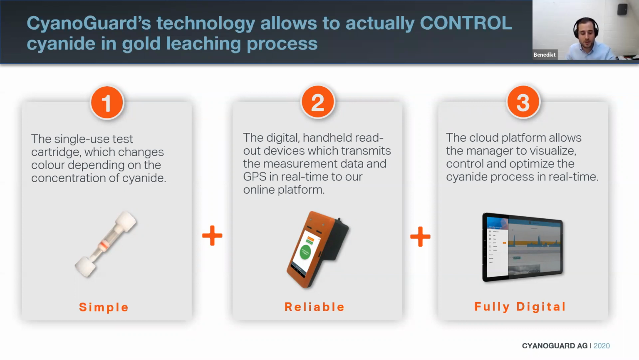So you have three parts. The first is our proprietary cartridge, where you have a molecule in there which changes color depending on the concentration of cyanide. How that works is that you take 1 milliliter of your sample, you press it through the cartridge, and based on the concentration of cyanide in the sample, this cartridge will change from orange, red to violet.